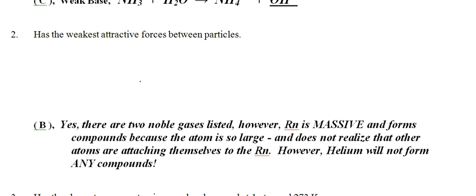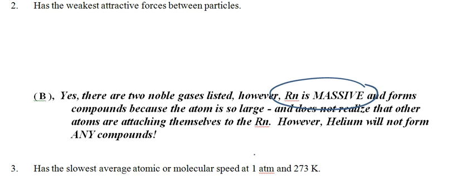Okay, and again, as I stated on the memo here, radon is very massive and actually forms quite a few compounds, so it does have a little bit stronger forces there. And helium will never form a compound. Alright, number 3 has the slowest average atomic or molecular speed at 1 atmosphere and 273 Kelvin.